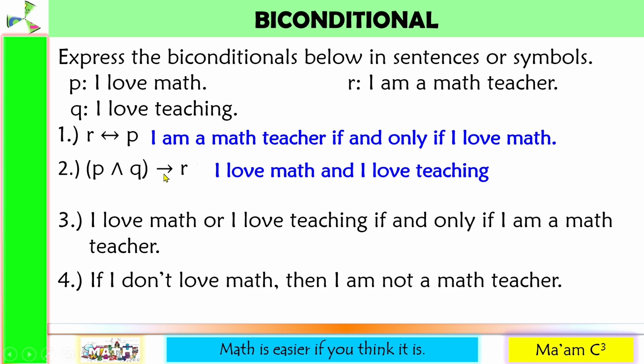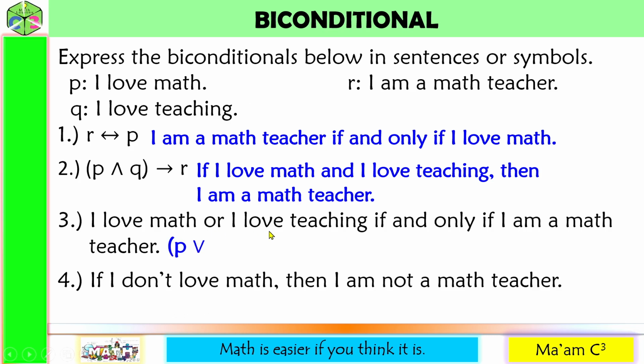Since I have here implies, then I should have if then. And then we have here R, I am a math teacher. Number three, I love math or I love teaching if and only if I am a math teacher. Here is our connector, if and only if. So this one is considered one statement. I love math is P and then or I love teaching is Q. This is one group because here is our connector. Then if and only if I am a math teacher, that is R.